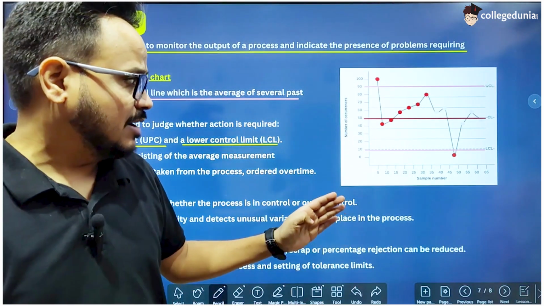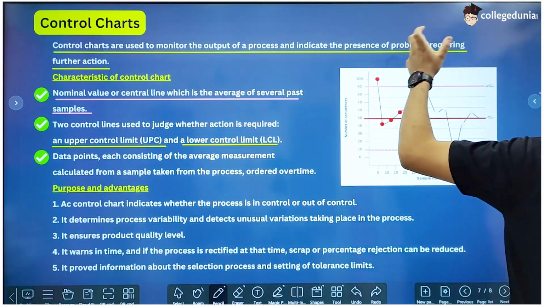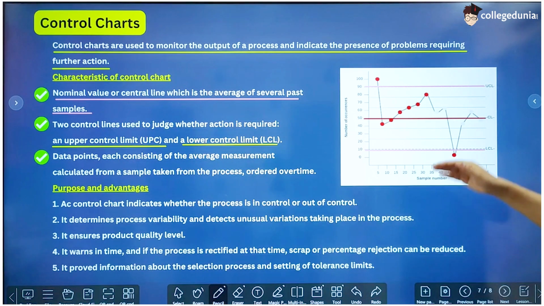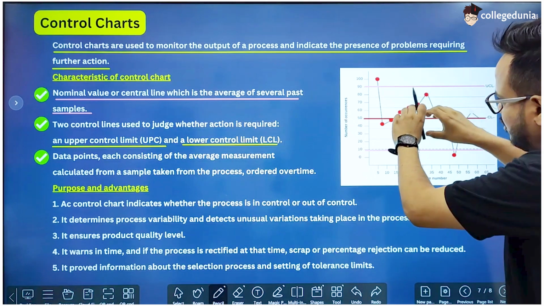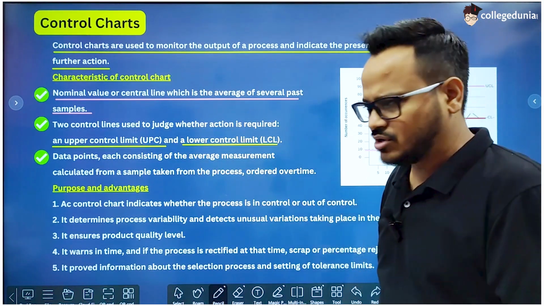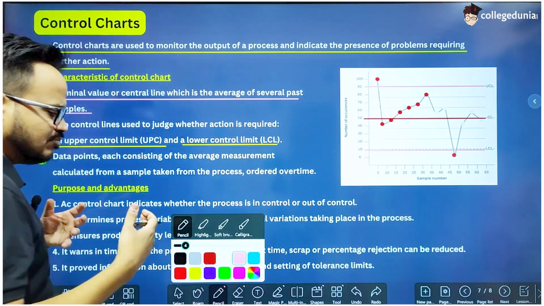Any value of the radius of the item which comes above the upper control line or below the lower control line will simply be rejected, and any other value which comes in between these can be rectified. That depends on the process, right? That can be rectified, that can be improved, or we can simply reject it.